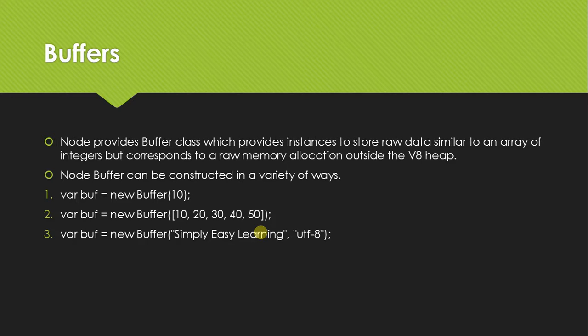A Node buffer can be constructed in a variety of ways. The first syntax is to create an uninitialized buffer of 10 octets. The second syntax is to create a buffer from a given array. And the third syntax is to create a buffer from a given string and optionally an encoding type.